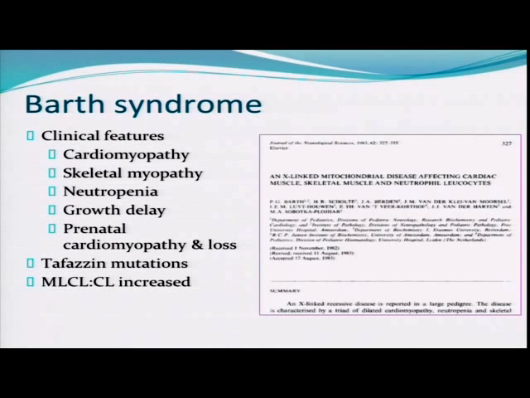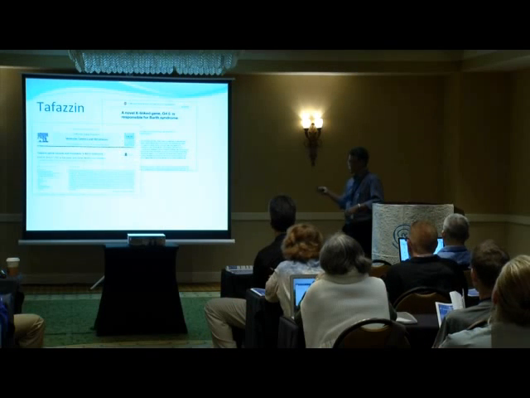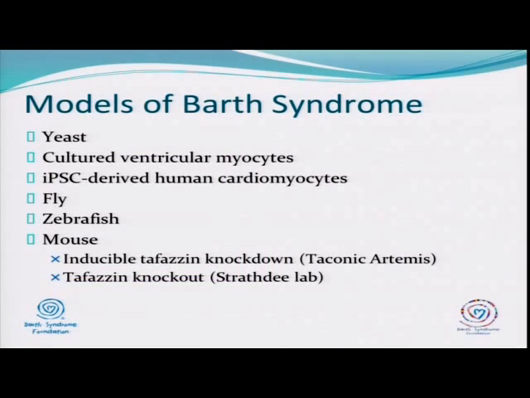So we know the clinical features include cardiomyopathy, skeletal myopathy, neutropenia, growth delay, and prenatal loss from severe cardiomyopathy. This is the original Barth paper, and we know that it's due to mutations in tafazzin, which has been documented and is on the website by Iris Gonzalez, and that the monolysocardiolipin to cardiolipin ratio is increased. This, of course, was the first paper in Nature that documented the mutation tafazzin. We know a lot more now about the different mutations and splice variants. The information continues to come out.